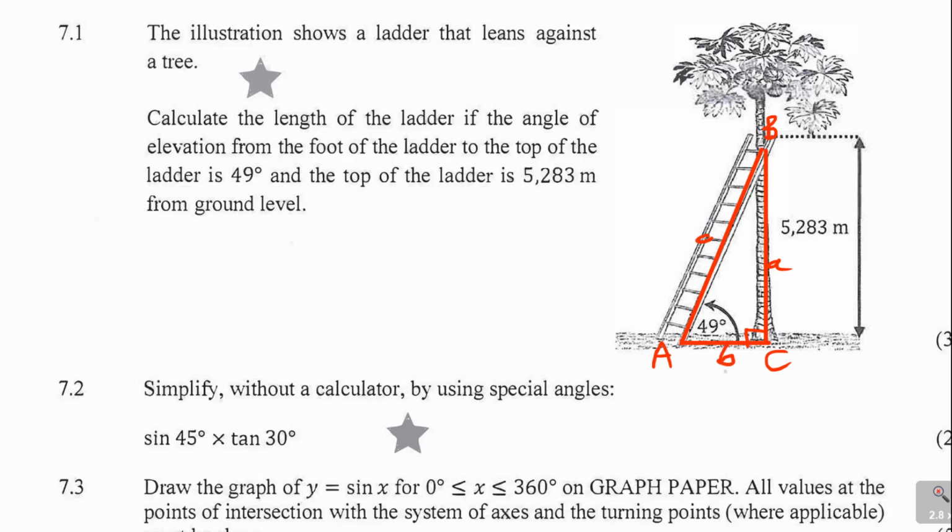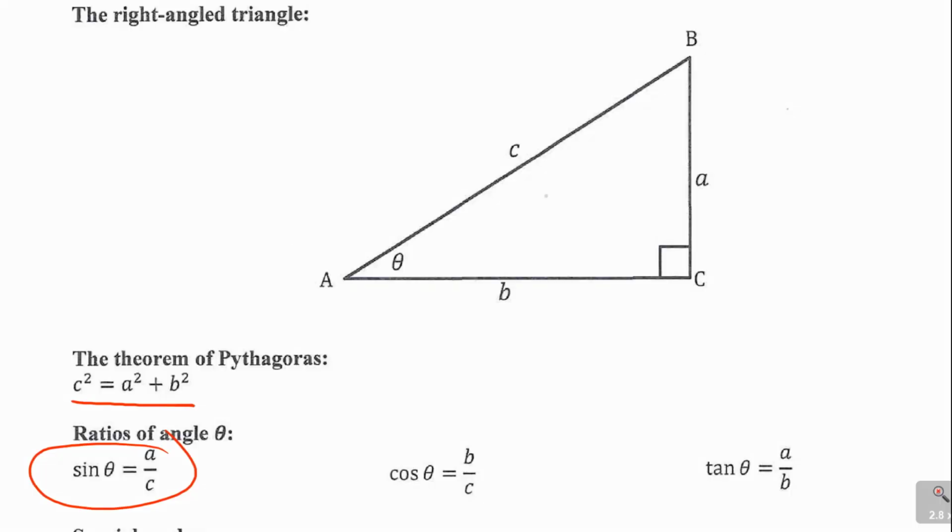Now what are you given? Look at it. You are given your A. So A here is equal to 5,283 meters. And what are you looking for? C is equal to question mark. So you're looking for something that connects A and C. So you come here, you ask yourself, what is connecting A and C? You can see back again, it gives us this: cos is BC, no, tan is AB, there is sine. Sine theta is A over C.